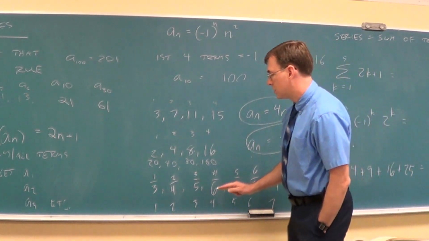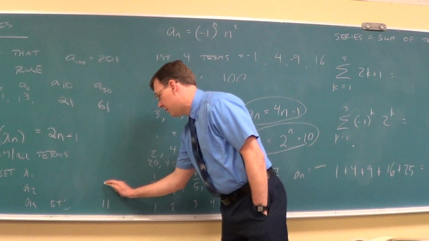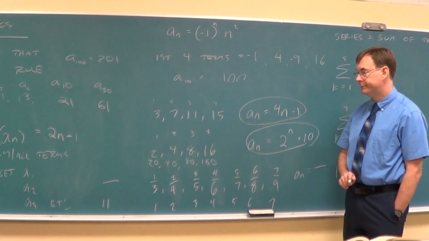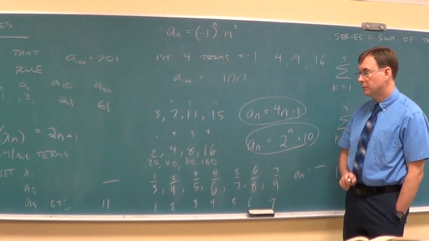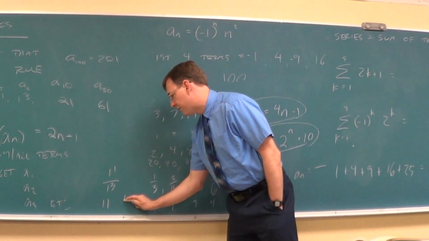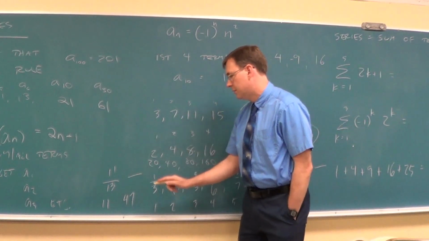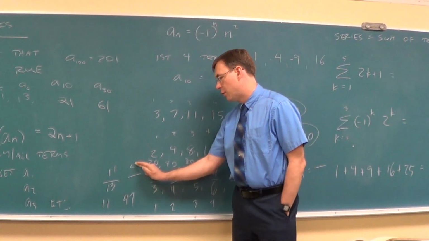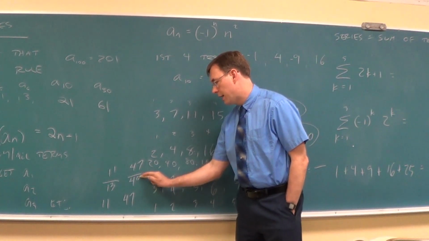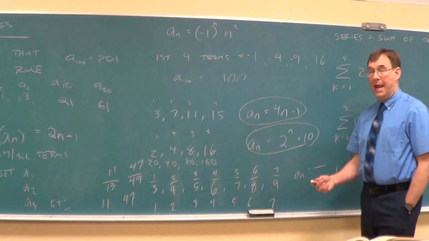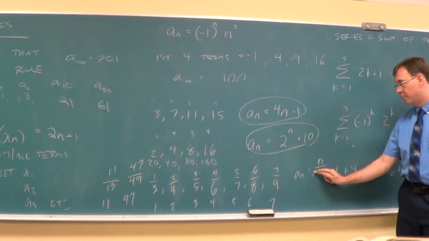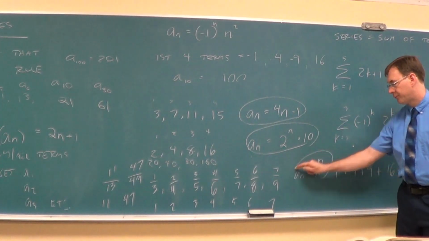So try it with numbers. If I gave you 11, what fraction would you make? 11. Top would be 11, bottom would be 13. If I gave you 47, the top would be 47, bottom would be 49. So, and I'm giving you n, n would be on top. So the top would be n, and the bottom would be n plus 2.